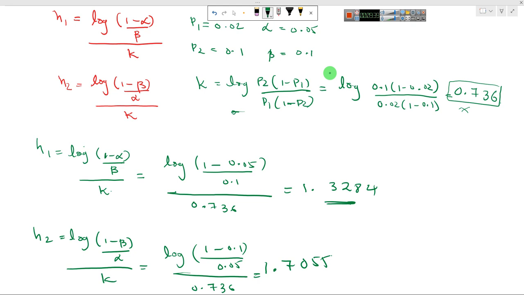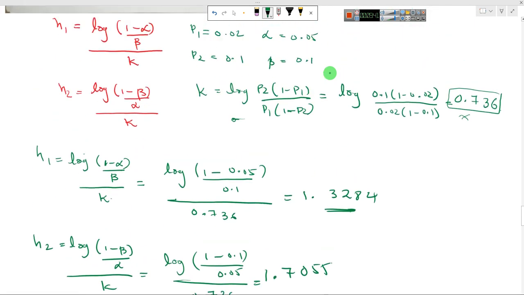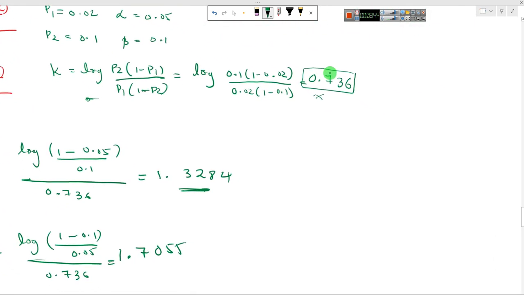Okay, now again we have to find out S also, because we have to write down the equation for the acceptance and rejection lines. So let me now find out the value for S. So I will use the space here.